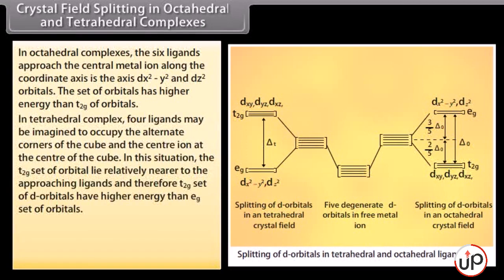In tetrahedral complexes, 4 ligands may be imagined to occupy the alternate corners of the cube and the central metal ion at the center of the cube. In this situation, the t2g set of orbitals lies relatively nearer to the approaching ligands, and therefore the t2g set of d orbitals has higher energy than the eg set of orbitals. The relationship between delta T and delta O is given by delta T is equal to 4 by 9 delta O.